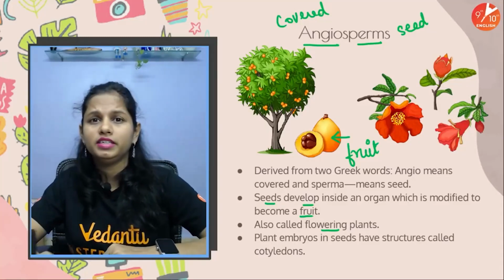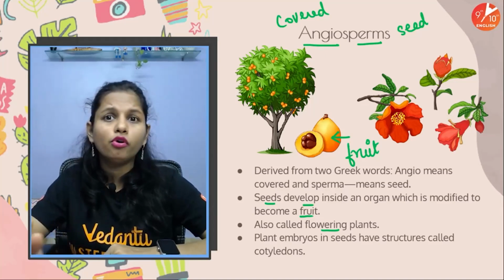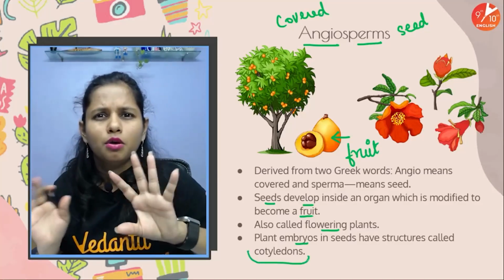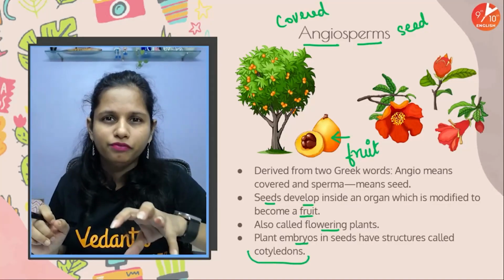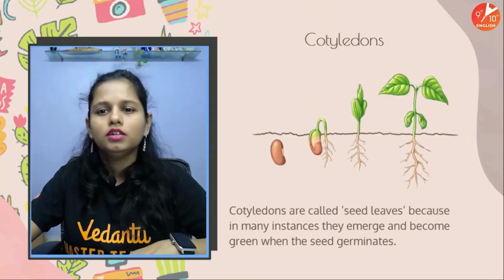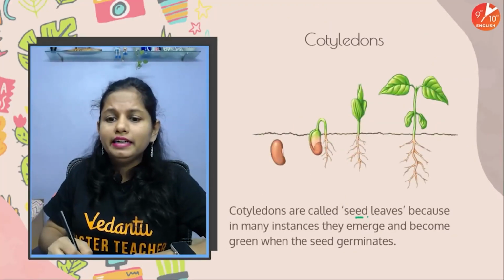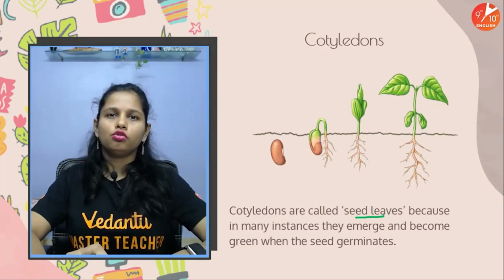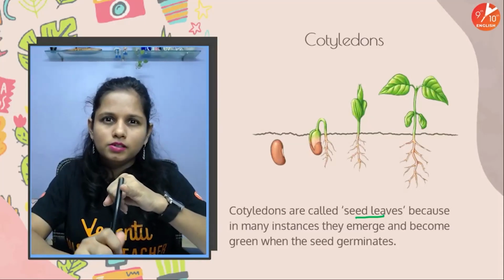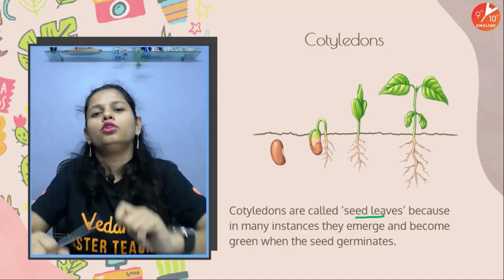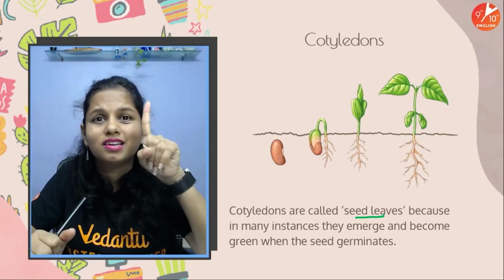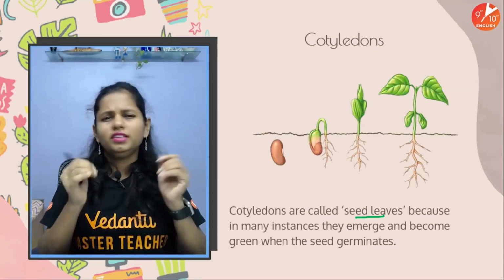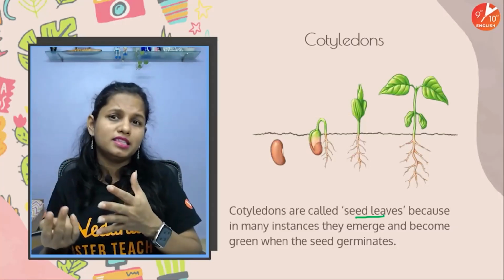If we talk about seeds, the seeds can have cotyledons. The seeds have embryos with structures called cotyledons. This fun practical we have all performed in class 5 or 6, right? The seed leaves are basically called cotyledons. In the case of all the cereals, whether it's rice or wheat, we can't split the seed into two parts because it is made up of one single cotyledon, and that's the reason why such plants are called monocots.